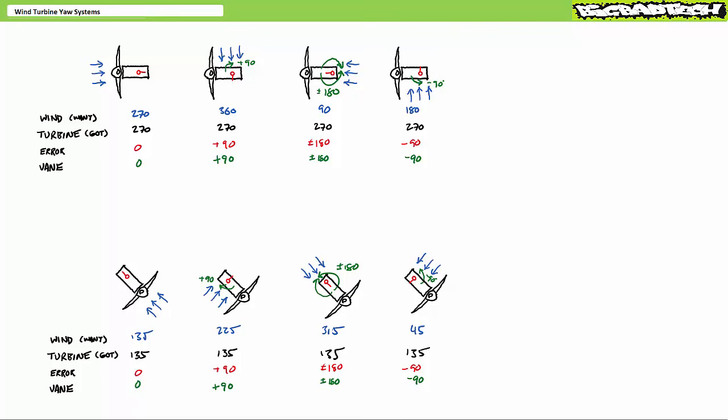This being said, both properties can be measured and/or calculated, and they might be nice to know, as we'll see in a bit. However, for the purposes of determining in which direction to yaw, and by how much, the wind vane alone is sufficient for this task.